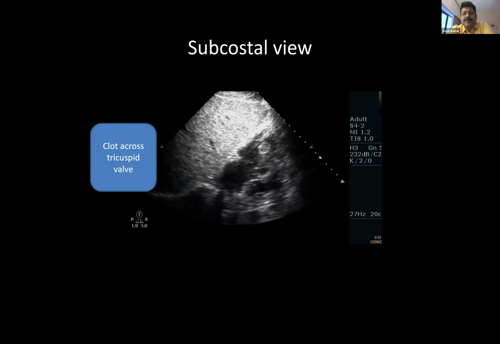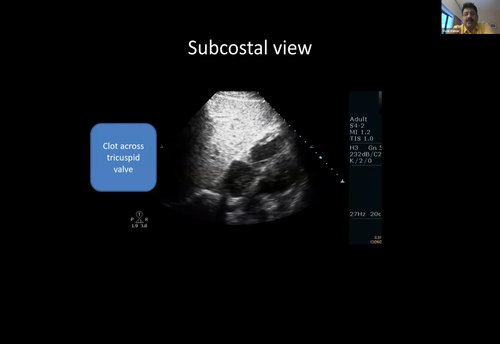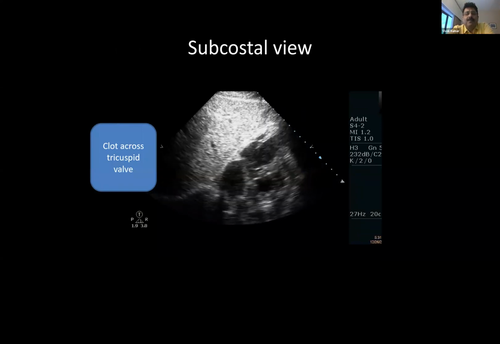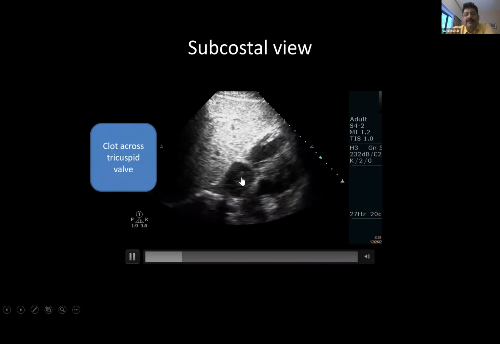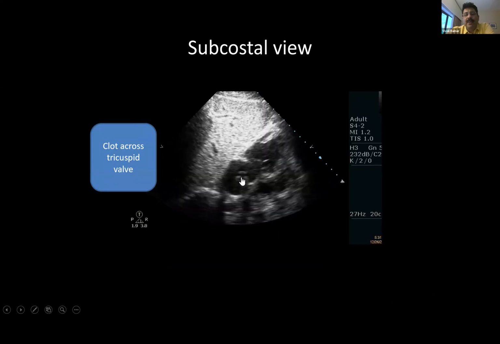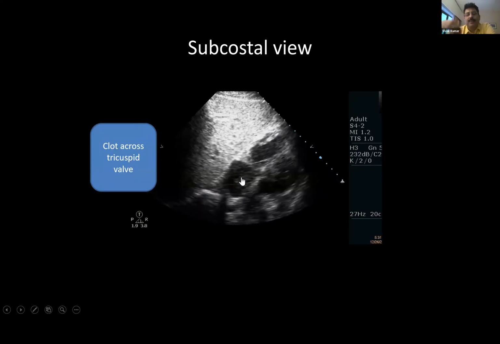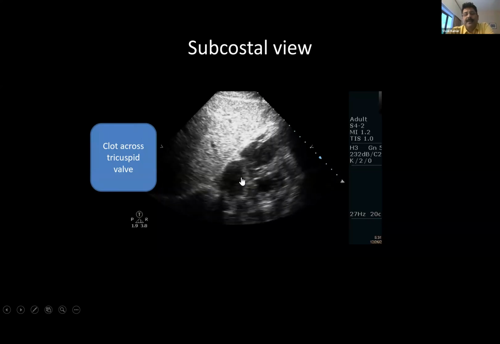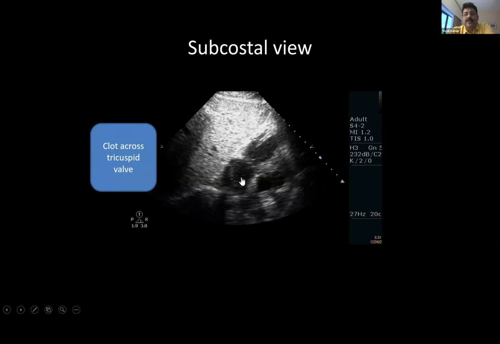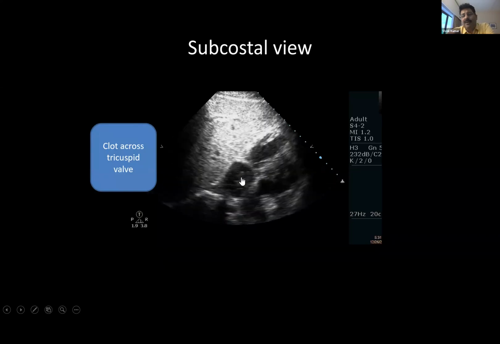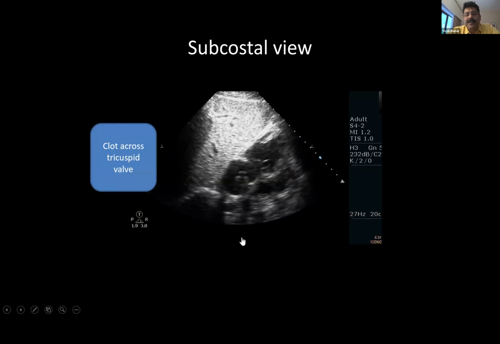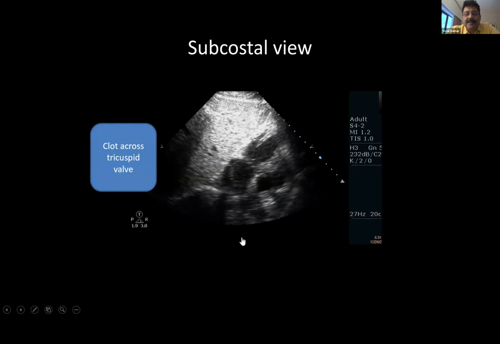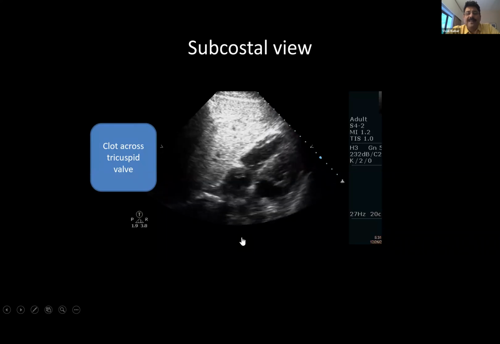Now, since all of us start in life by doing subcostal views, this is how it looks in the subcostal view. This is the RA, this is the RV, and you can see a huge clot going across like a jhula, like a swing. It's going across the tricuspid valve. This is sine qua non. There are no two ways about it. If you change your angle of probe, the size of RA, RV can change, but please memorize this image. There are no two ways, because these images are not compatible with life.